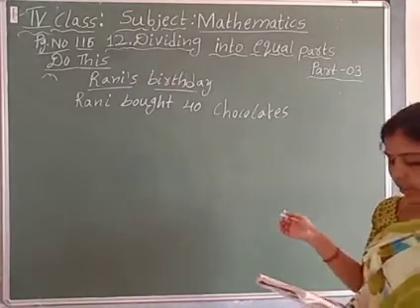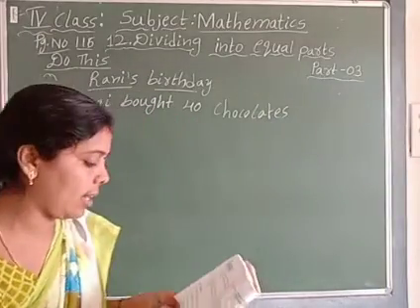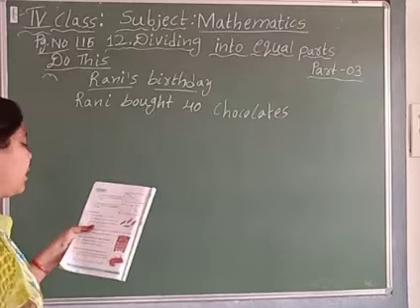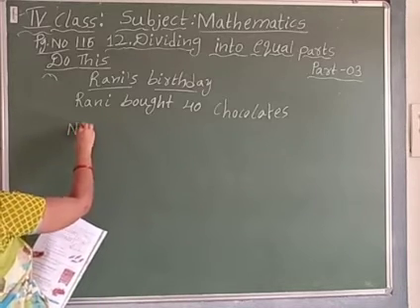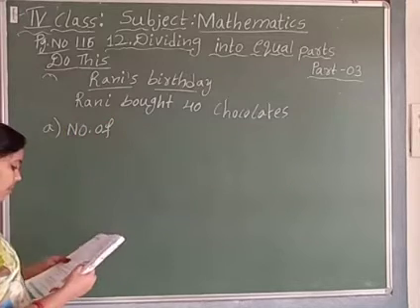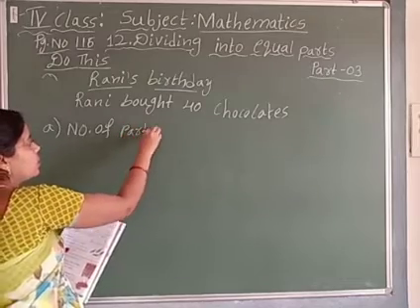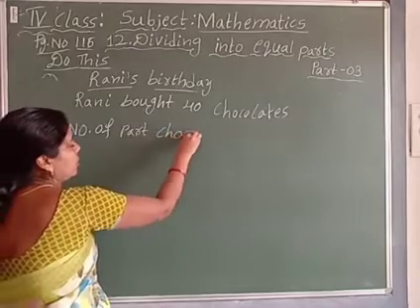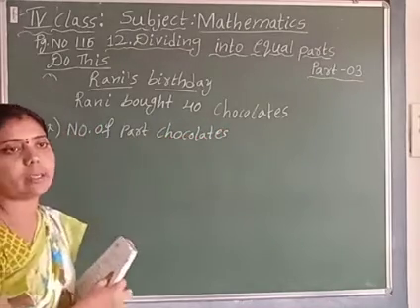Rani got 40 chocolates. So how many chocolates did Rani distribute in class? She distributed 1/2 of the chocolates in her class. Number of chocolates Rani distributed.